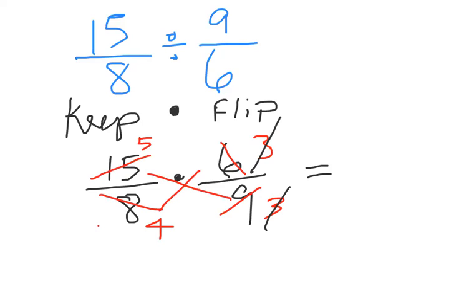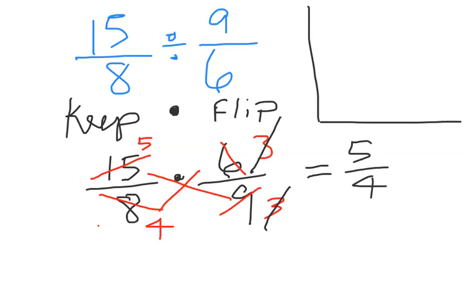I know what some of you are saying: but Miss Alcira, can't we just go ahead and multiply straight across and come up with the answer? Guys, look at what would happen. If we were to multiply straight across, 15 times 6, do you know what that is off the top of your head? That's 90, okay? 8 times 9 is 72. And then you've got to sit there and simplify this, and write it in lowest terms, okay?